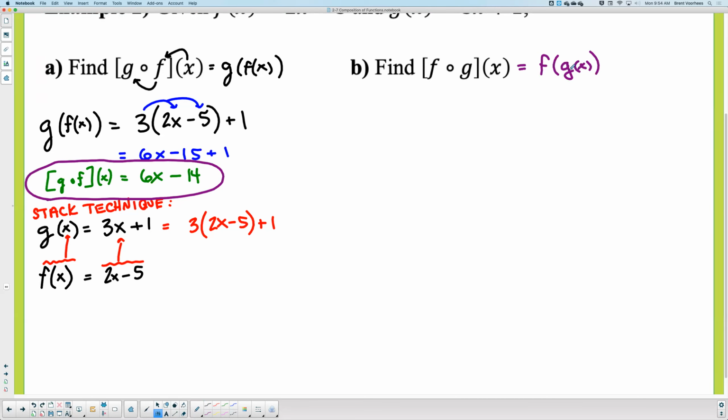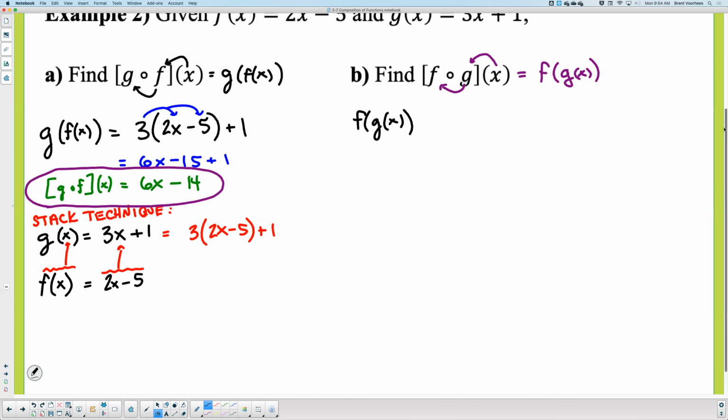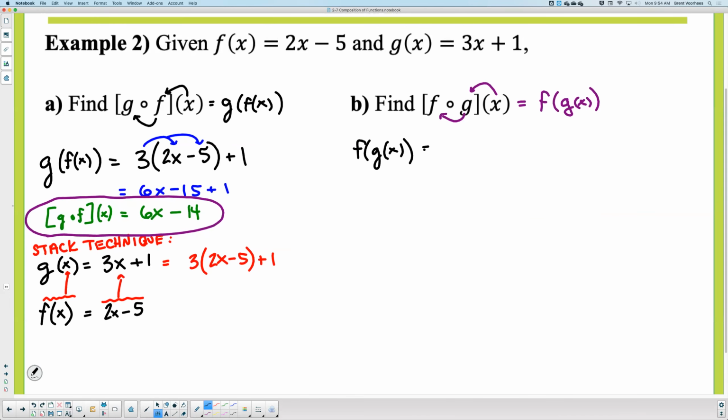And I heard you say f times. Actually, this would be substituting is really what it is. It's substitution. We're substituting the function g into f's equation for its domain. Okay, so again, using perfect algebra, it would look like this. You take f's equation, but when you come to the x, what do we replace this x with? 3x plus 1, and then we'll minus 5.